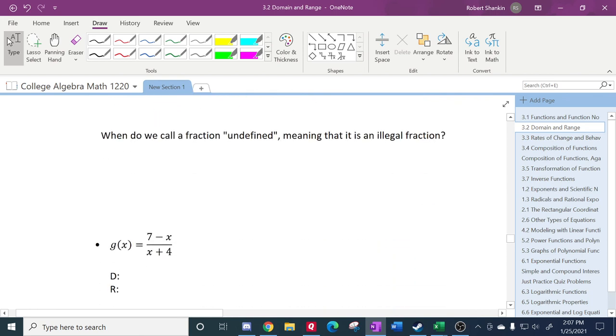When do we call a fraction undefined? Meaning that it's an illegal fraction. The answer is when 0 is in the bottom, or the denominator.